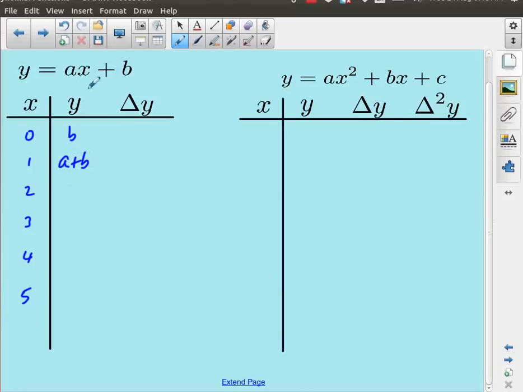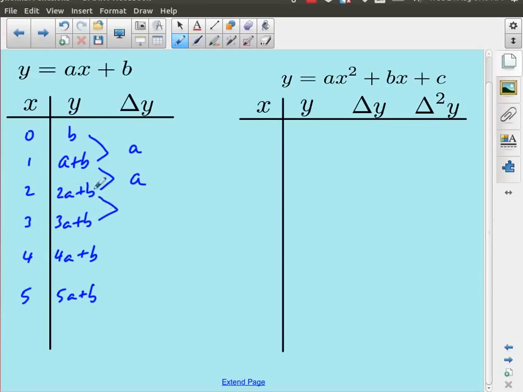When x is equal to 2, we end up with 2a plus b, 3a plus b, 4a plus b, 5a plus b. Let's take a look at our first differences, which is a short form for that, this delta y. a plus b minus b, what does that leave me? That simply leaves me a. 2a plus b minus a plus b, well, b minus b is 0. 2a minus a leaves me a.